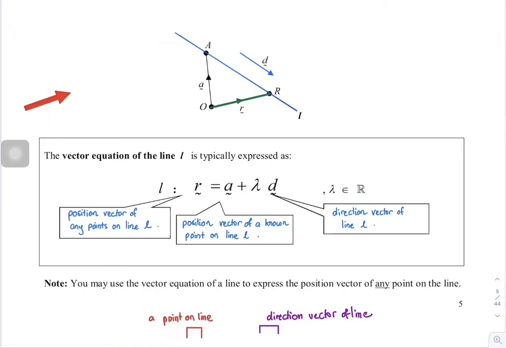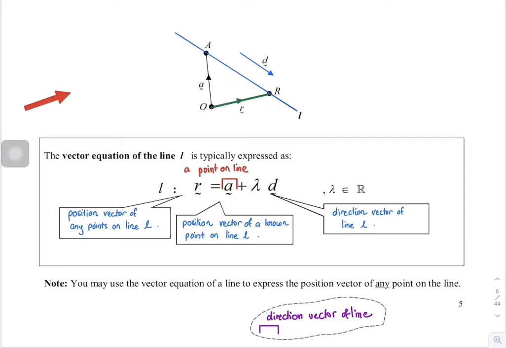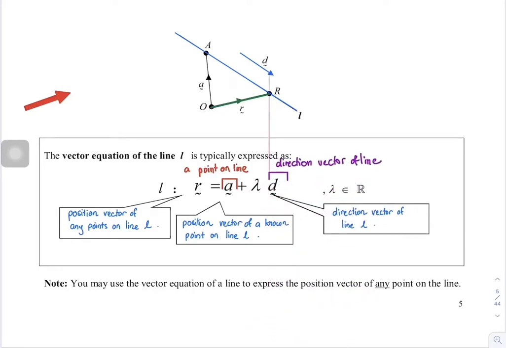So in short, in order for us to write down the vector equation of a line, we need a point on the line, that is the position vector of one particular point on that line, and we also need the direction vector of the line. So with these two components, we can actually form the vector equation of the line.